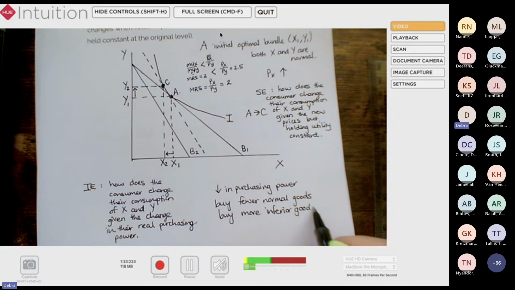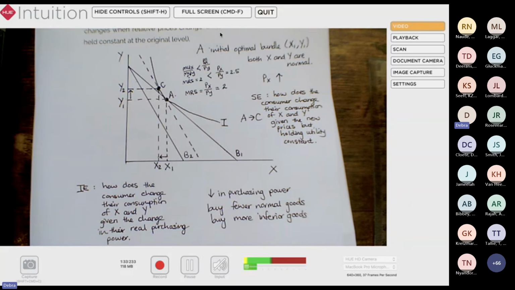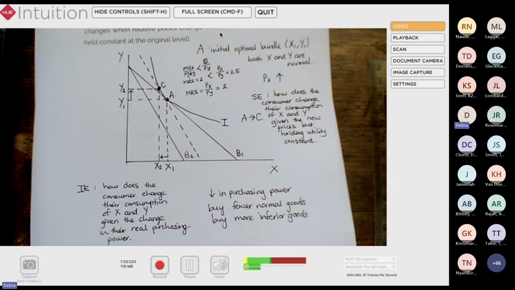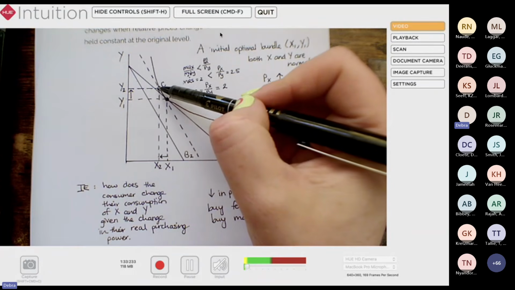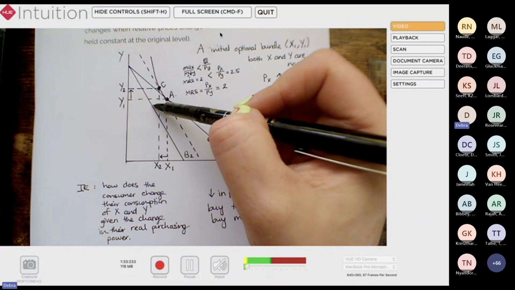Because I have assumed that both X and Y are normal, both of the income effects for X and Y need to be negative, because I'm showing how this person's consumption of X and Y would change in response to a lower purchasing power. And because these goods are both normal goods, I would respond by buying less of both of them. So the income effect is what takes me from my substitution effect to my new best affordable point.